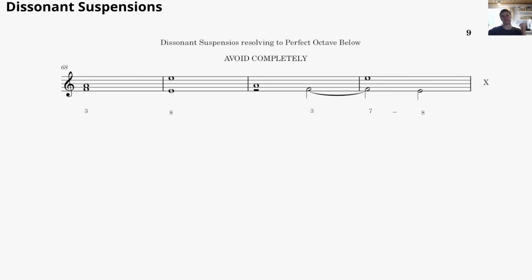The 7/8 suspension in a lower voice should be avoided completely. It has a very harsh sound to it, so much so that in many textbooks it is considered an actual error. So keep in mind that this could be an error. No 7/8 suspensions. Write it down somewhere.